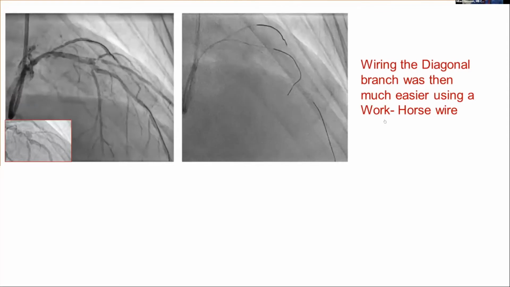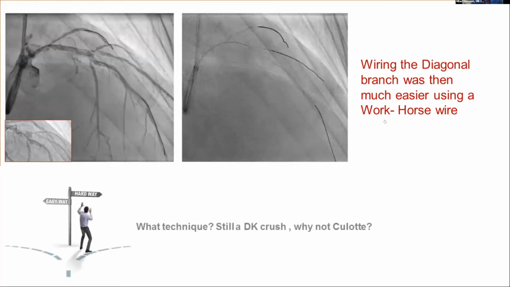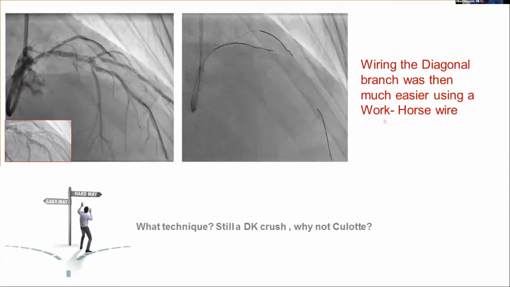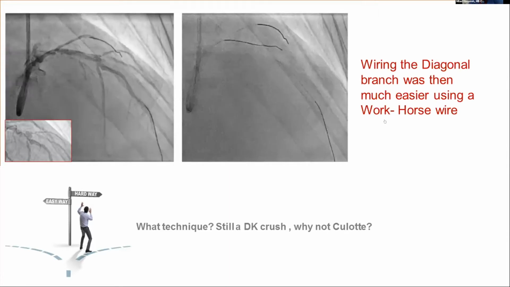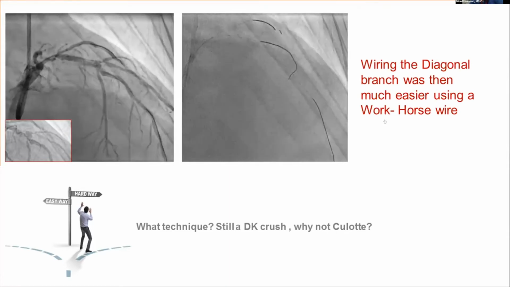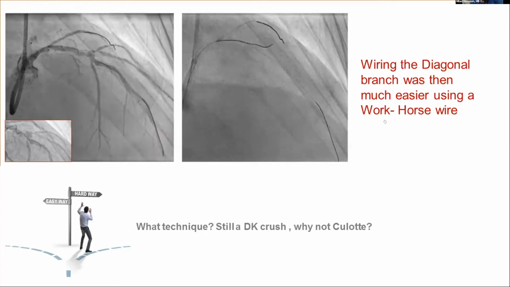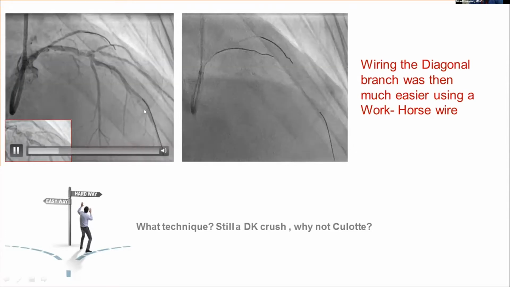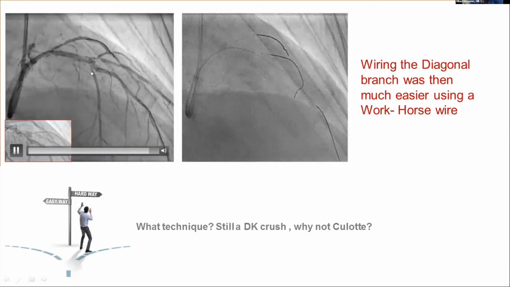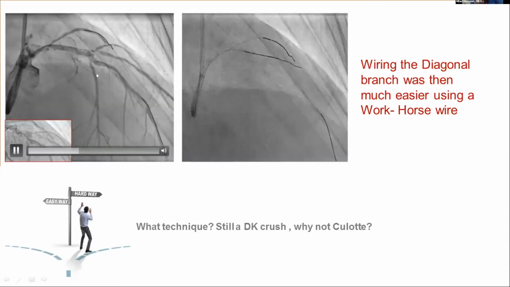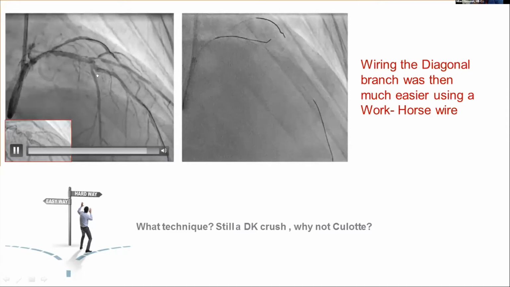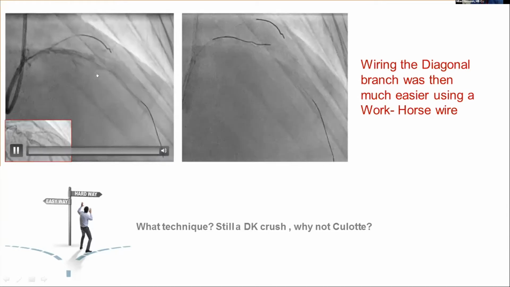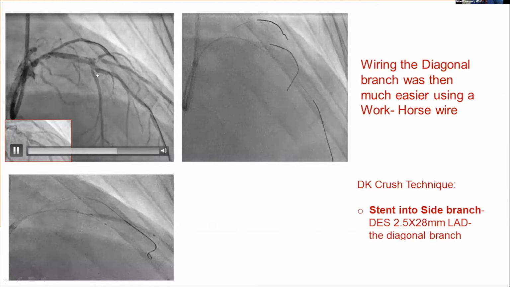Now, we planned a DK crush, but if you think about the geometry and the sizes of both distal vessels, the diagonal and the distal LAD, someone might say, why not a culotte? The angle is favorable and the whole geometry is favorable. However, we did not want to move the wire that we already placed there. We have created so many dissections, probably micro dissections, that we don't want to go again with another wire or remove that wire again. So that's an important feature to remember about the technique that we attempted. Therefore, we proceeded to do a DK crush.